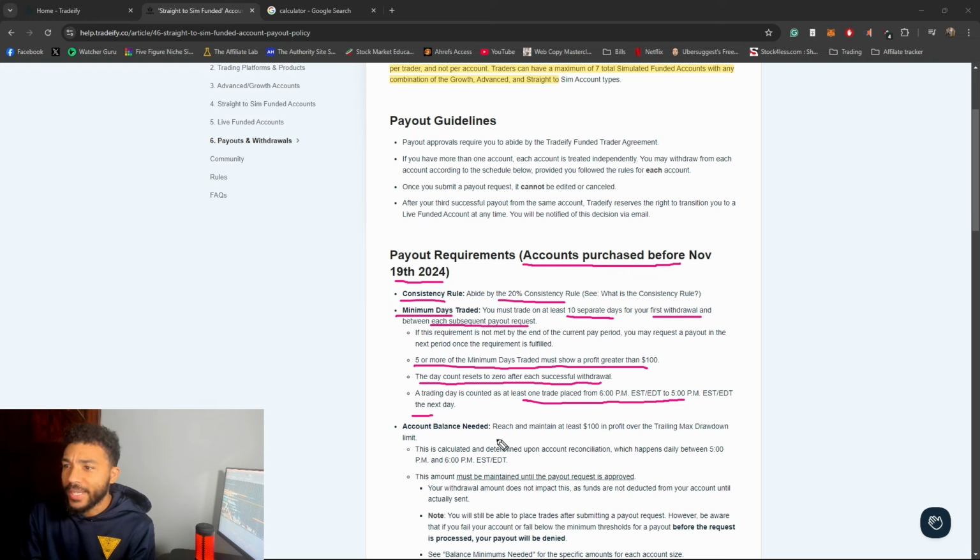The account balance needed to reach. So you need to reach and maintain at least $100 in profit over the max trailing drawdown limit. We'll get into the max drawdown limit in a second. This amount must be maintained until the payout request is approved. So let's say you're above your limit and you go to take a payout. You request the payout, they haven't yet paid you out, and you take another trade and then you fall below the threshold. Then they won't pay you out because technically you don't have the funds. So pretty much once you request your payout, just wait to get the money, unless you're super, super over and you know you're good. But if you're right on the line, just wait, get your payout, and then you won't have to worry about this.